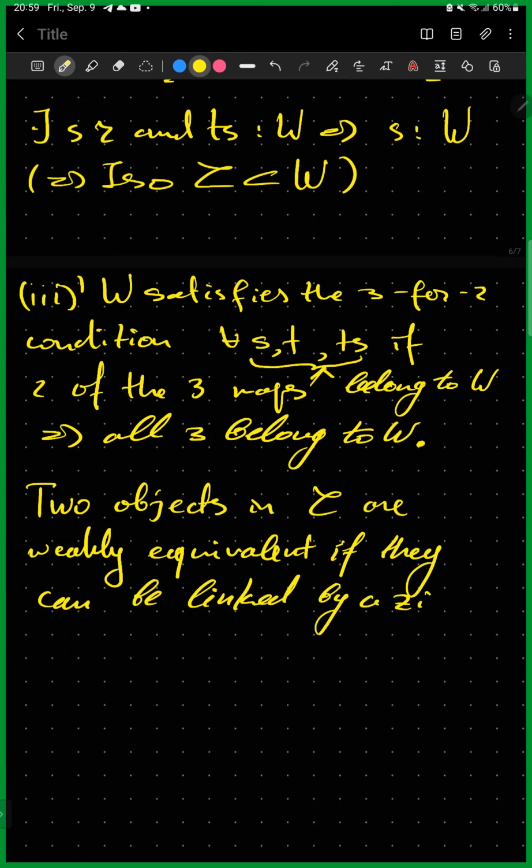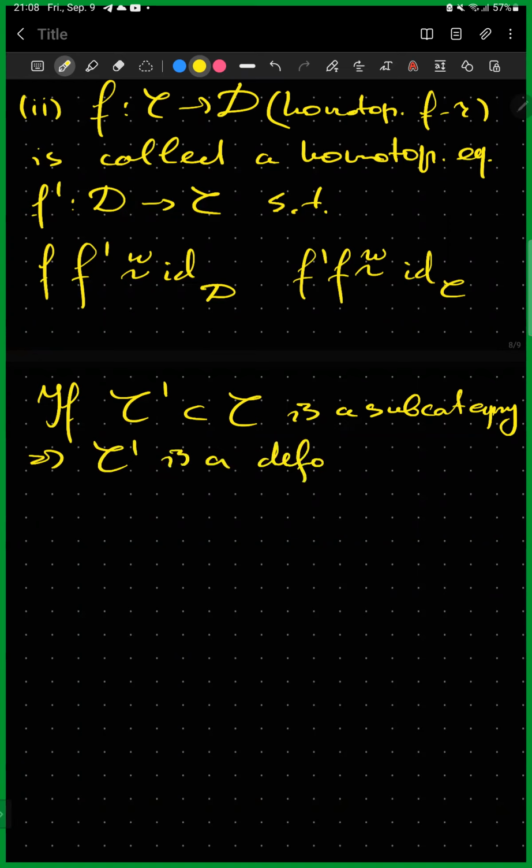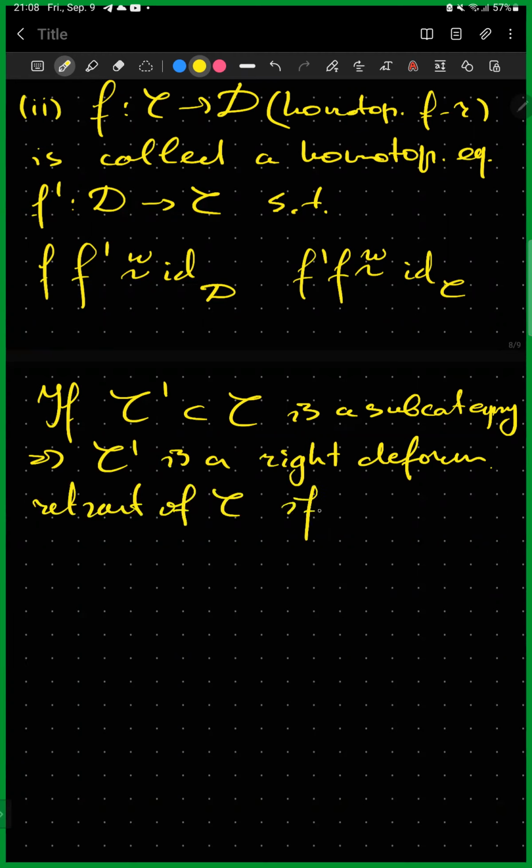Okay, so now let me explain what is a deformational retraction of a homotopical category. So if C prime inside of C is a subcategory, then we say that C prime is a right deformational retract of C if there is a right deformation of C onto C prime. Let me explain what this is.